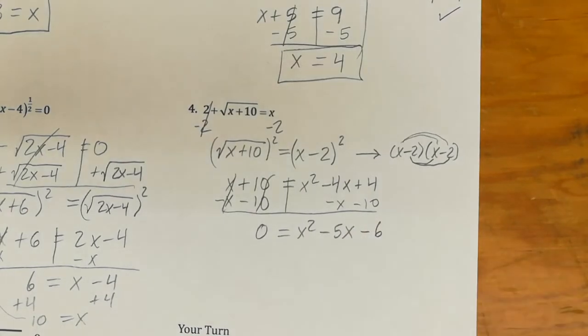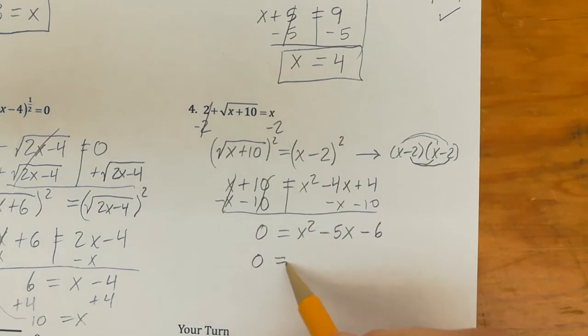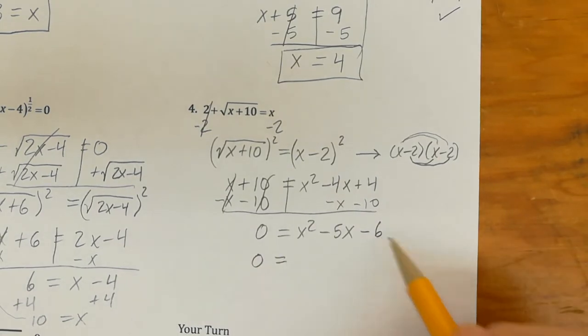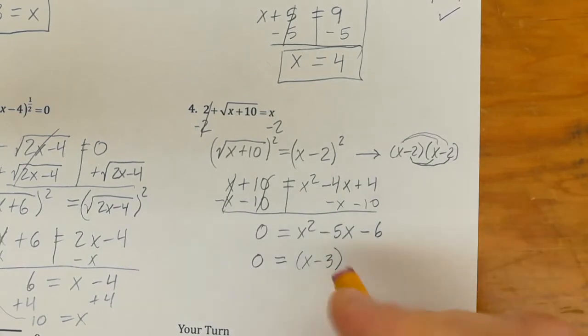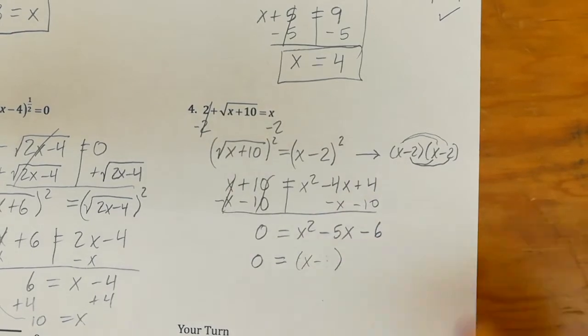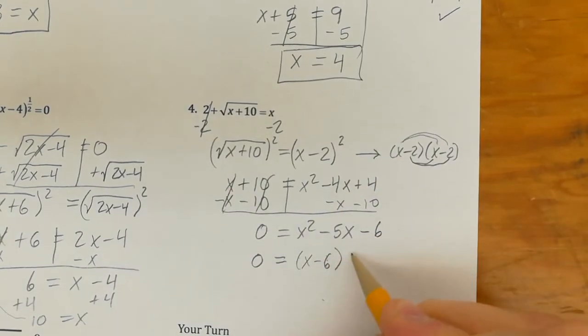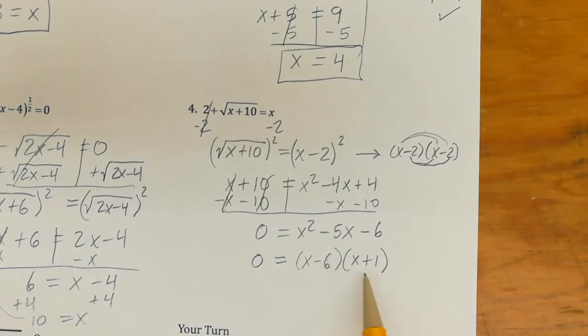And so you could either use the quadratic formula here if you wanted to. Complete the square, factoring sometimes works. I think factoring will work here. If we can find two numbers that multiply to negative 6 and add to negative 5, we can do it. Yeah, that's going to be negative 3. No, I lied. It's going to be negative 6 and positive 1. There we go. All right. So x minus 6 times x plus 1.